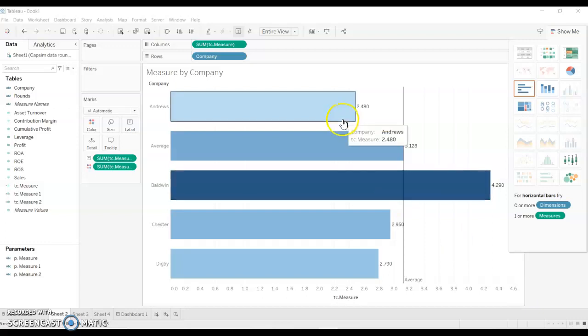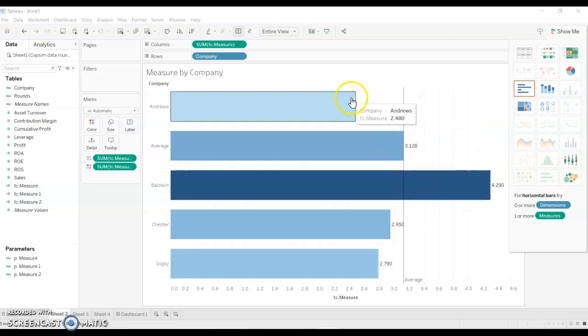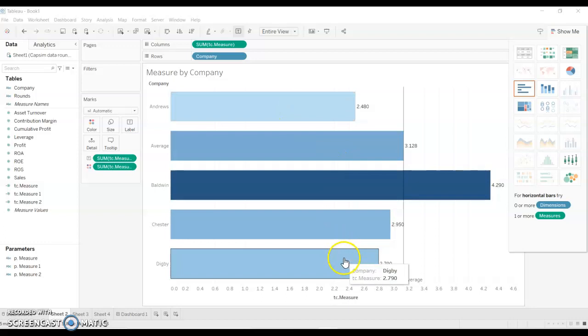To start, we took this measure by our companies and we put them all side by side. As you can see, through measures by company, Baldwin is outperforming every other company so much that the industry average is the second best line on this graph. You can see Andrews and Digby are falling behind, while Chester came up a little bit but still came up short.